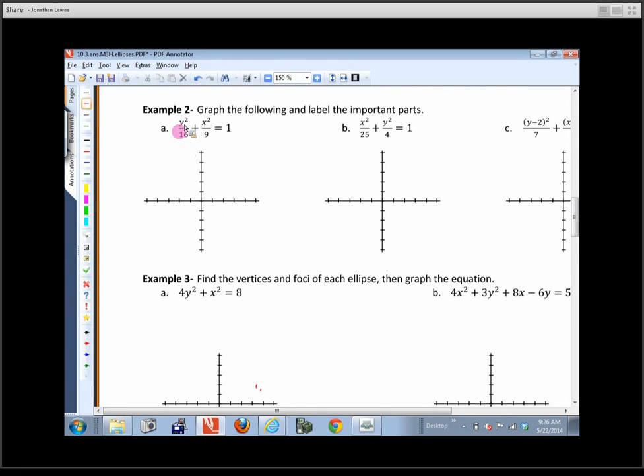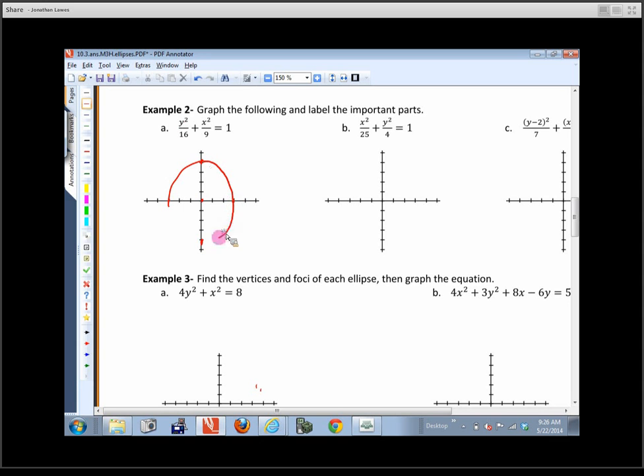Again, look at the variable that we've got here and here. There's no adding or subtracting, so we haven't moved this. So the center is at the origin. Underneath the y, so in the y direction, how far are we going to go? We're going to go 4. So I'm going to go up 4 and I'm going to go down 4. In the x direction, only 3. So still some pretty nice points to do.